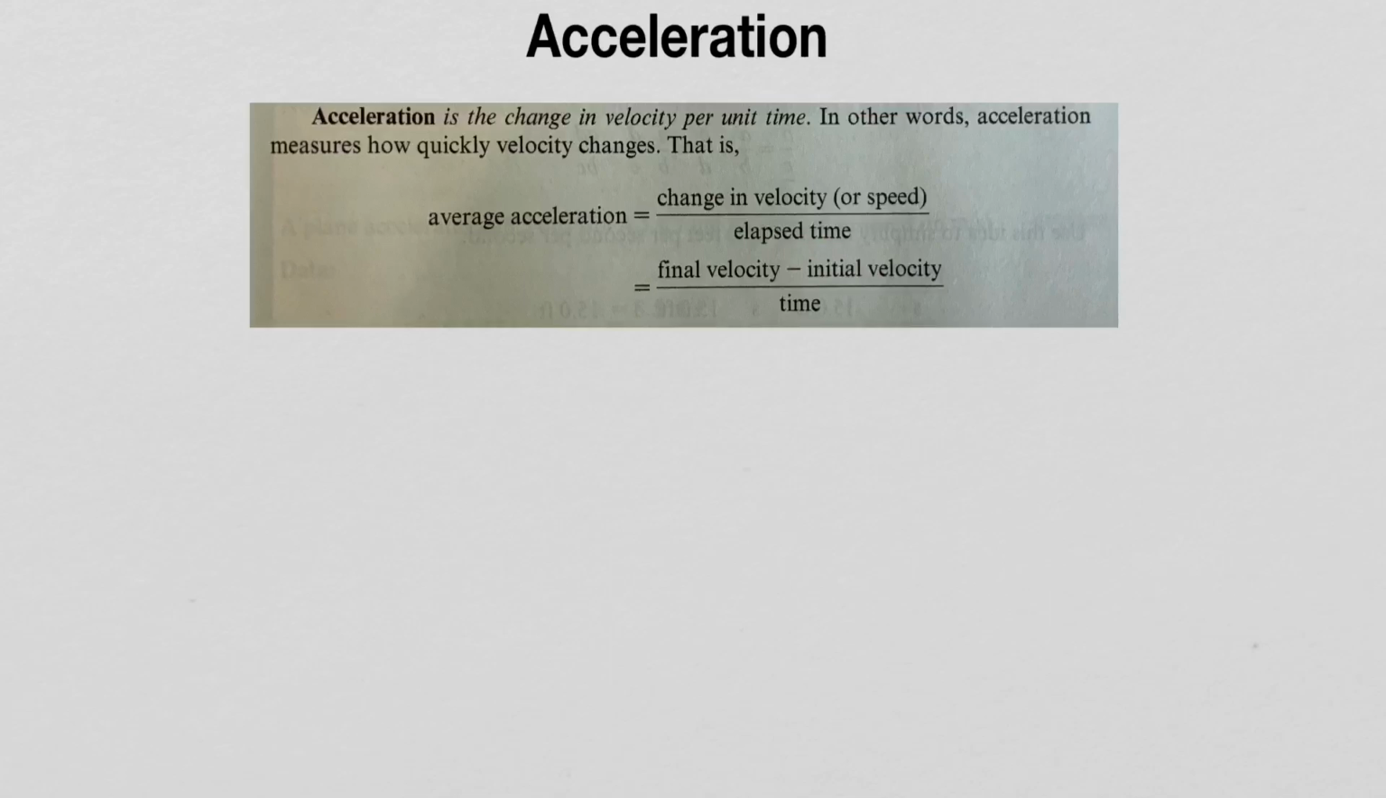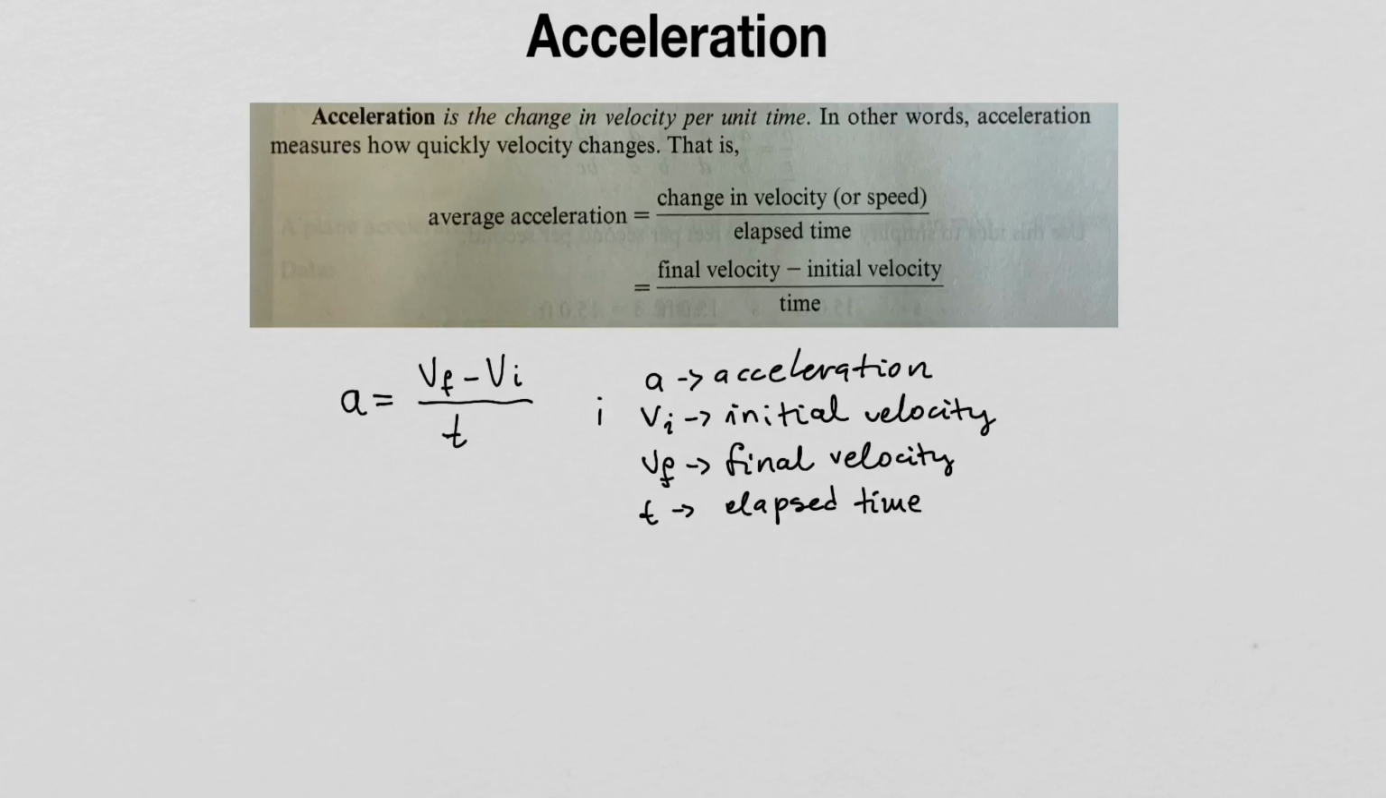So what do we mean by change? Well, that would mean the difference between two values of the velocity divided by the time interval for that difference in velocities to occur. So we say that the change in velocity is equal to the final velocity value minus the initial velocity value divided by the time elapsed for the velocity to change from the initial velocity value to the final velocity value.